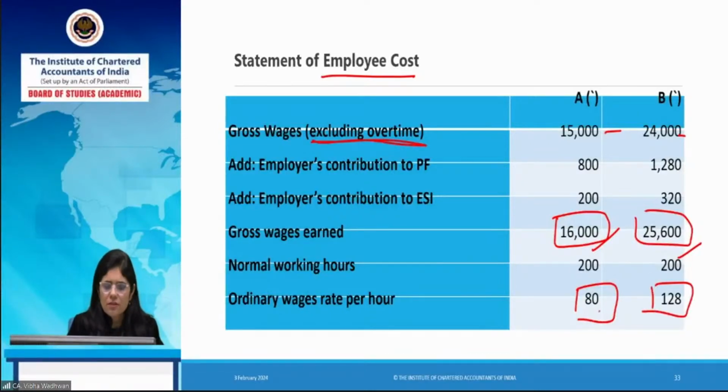You can do it this way also. Rate per hour you just calculate, but you can also distribute 16,000 and 25,600 directly. But rate per hour also you should calculate. So divide by 200 normal working hours. There is no normal idle time in the question. So this is the normal working hours. All right.